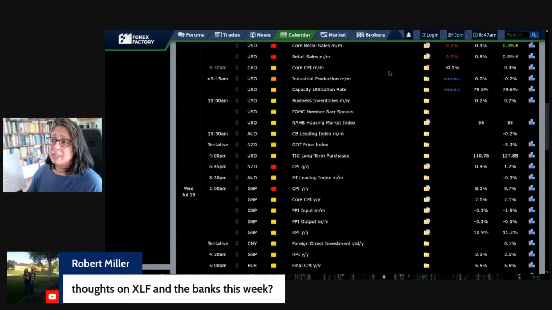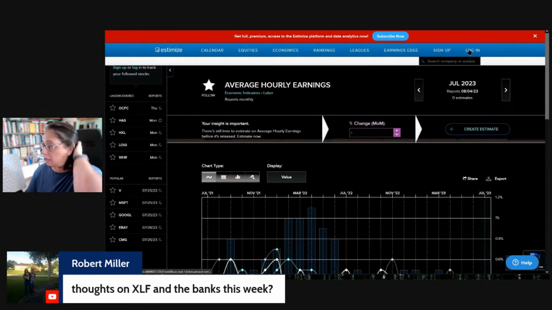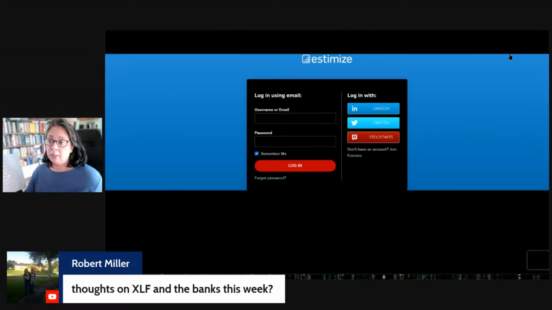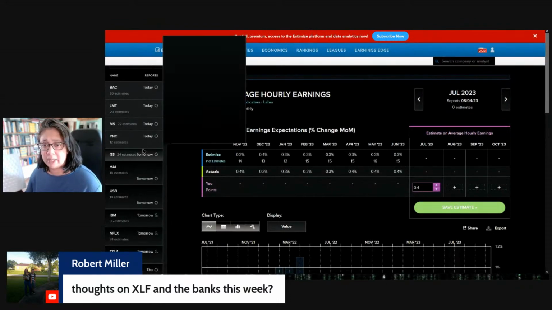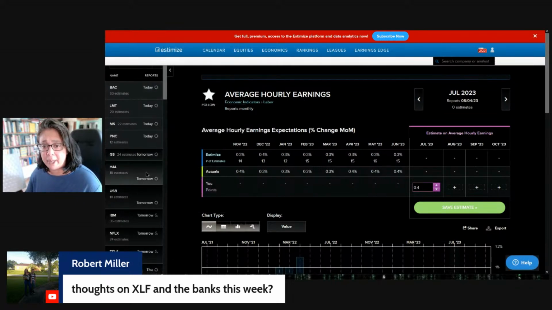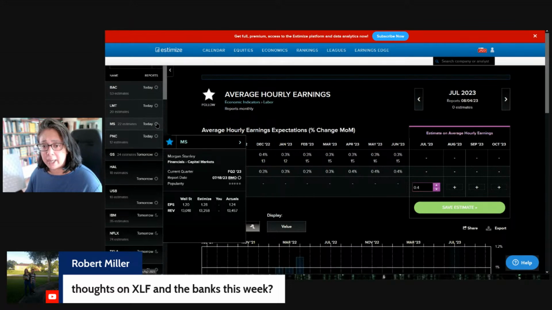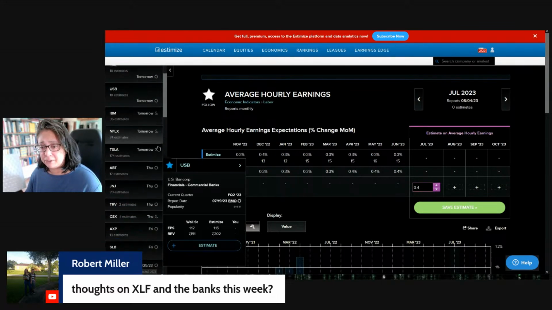All right, thoughts on XLF and the banks this week? Great question. So we are coming out of the initial, so last week, right, we get that initial flurry of earnings from the big banks. We have some more trickling through. Bank of America is today, as you can see, before the open. PNC, Morgan, Goldman's tomorrow. USB is tomorrow, as you can see, right?